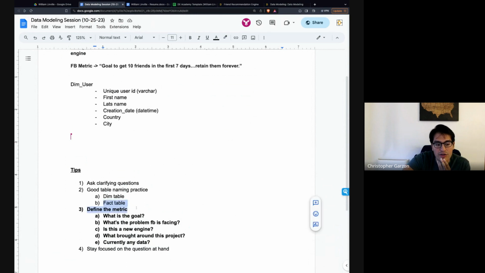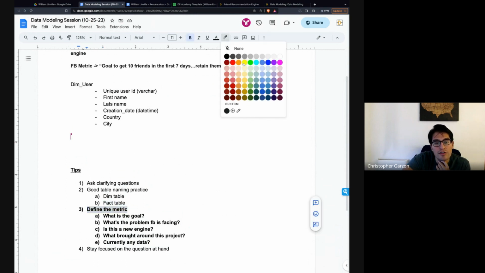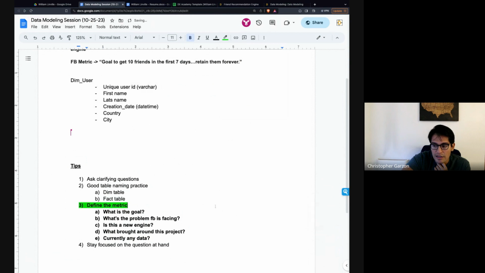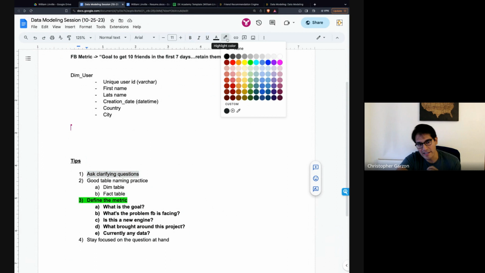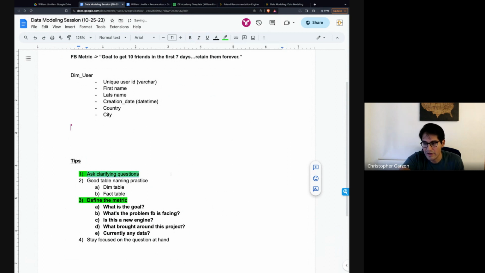This is probably the most important thing right here. If you do these first two things, it's going to save you so much headache for the rest of the hour, right? It's very similar to the SQL portion.